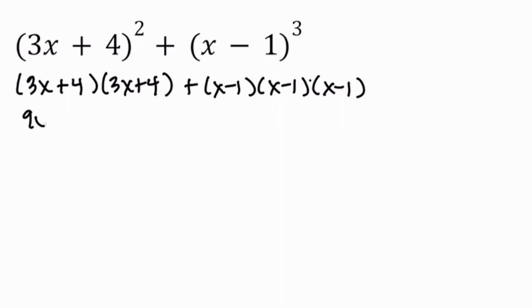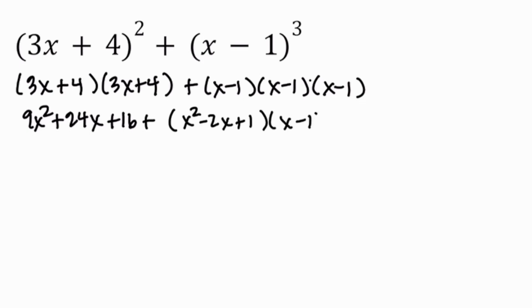So 9x squared plus 3x times 4 is 12x, but there's going to be a second one, so it'll be a total of 24x's and 16 plus, and then if I multiply 2 of those together and then save for the third, I'll have that.